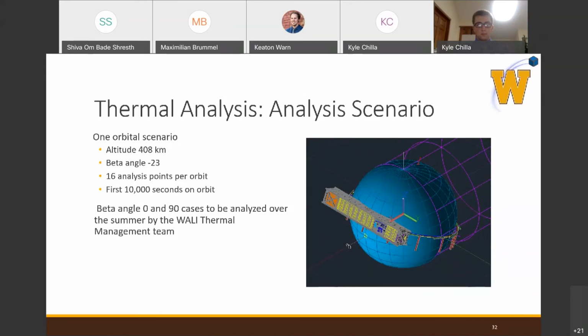Further analysis will be conducted over the summer for a beta angle of 90 and a beta angle of 0. These 2 profiles will show the temperature extrema as they will maximize and minimize the amount of time that is spent in the sun. The figure on the right shows a representation of the orbital scenario in Thermal Desktop. Here we can see the satellite on its orbital path around the Earth, and then the umbral cone is shown in purple.